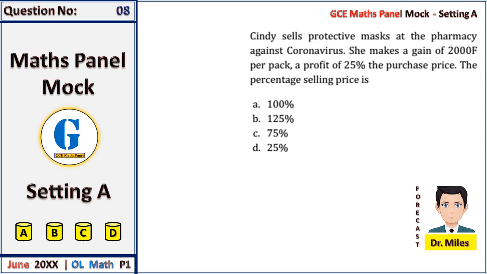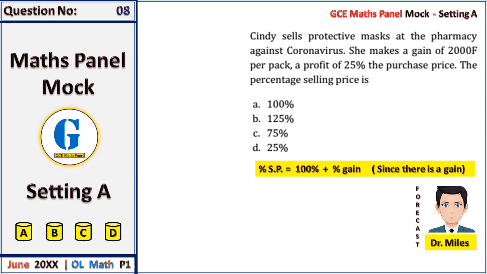Cindy sells protective masks at the pharmacy against coronavirus. She makes a gain of 2,000 francs per pack, a profit of 25% of the purchase price. The percentage selling price is. Note that percentage selling price is given by percentage cost price, which is 100% always, plus percentage gain. If it was a loss, we would have 100% minus percentage loss, but it's a gain, so we add. So percentage selling price is going to give us 100% plus 25%, which is 125%.